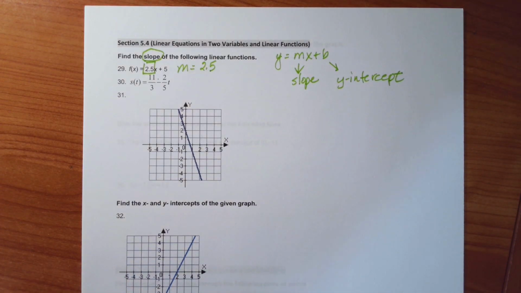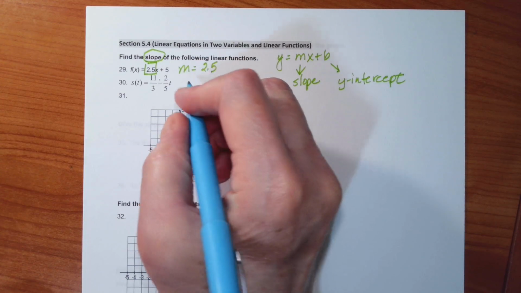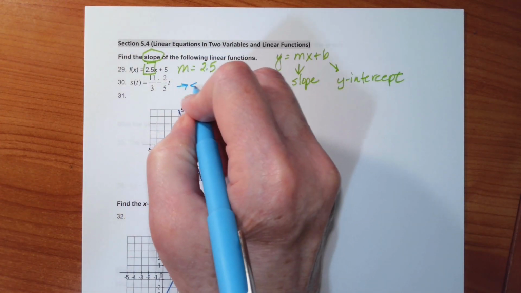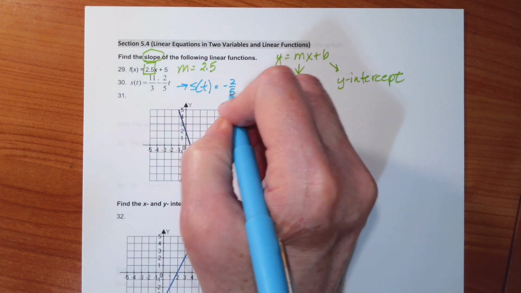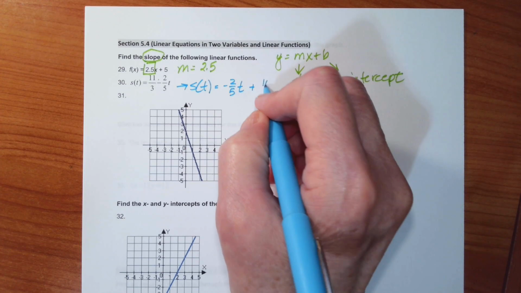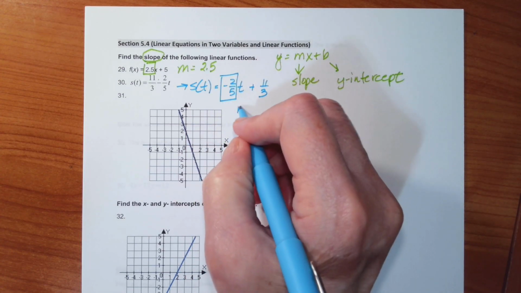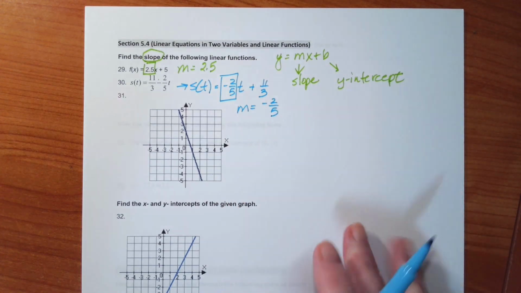In our next problem, if you have s of t equals 11 over 3 minus 2 over 5t, remember this can be written as s of t is equal to negative 2 over 5t plus 11 over 3. So your slope is going to be negative 2 over 5.